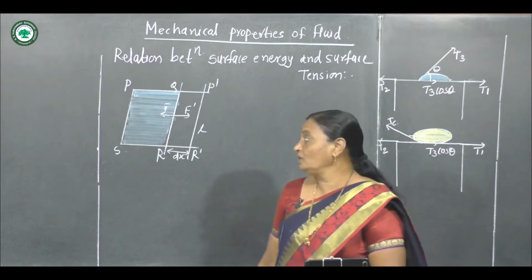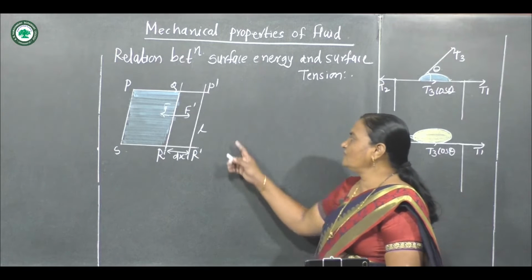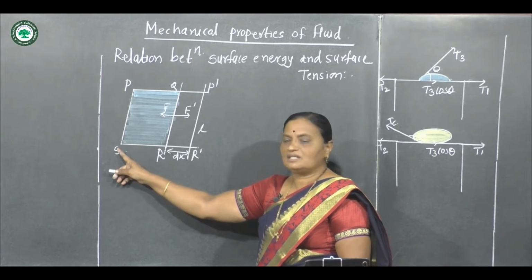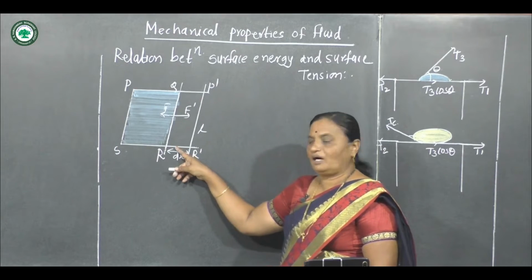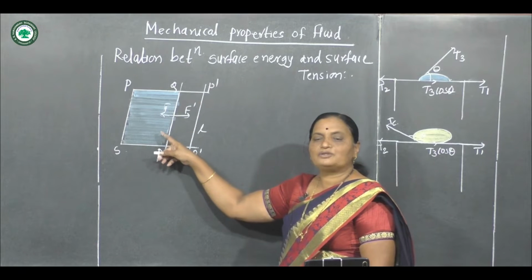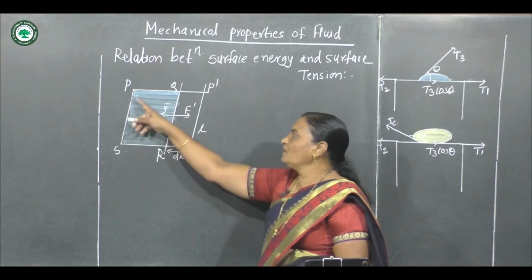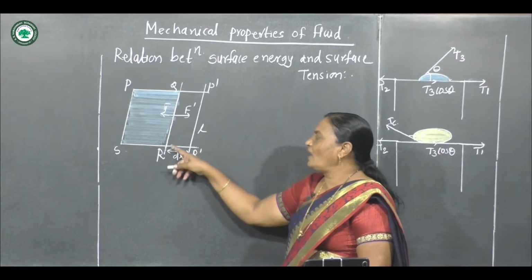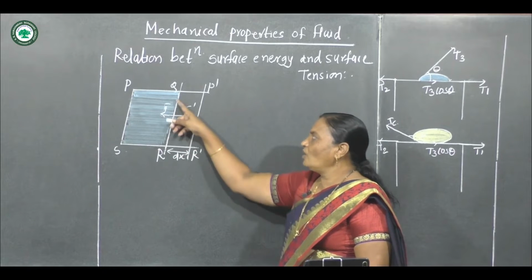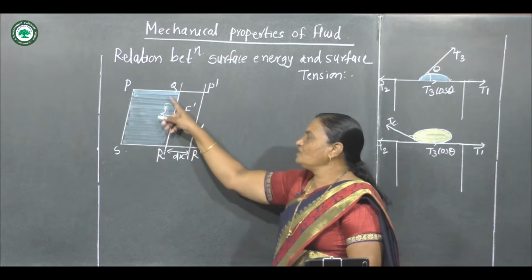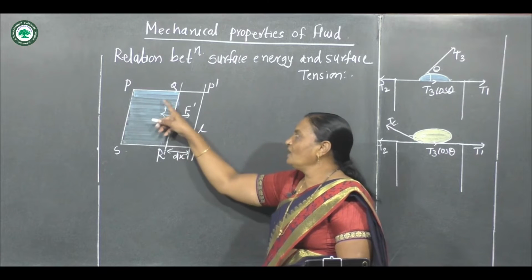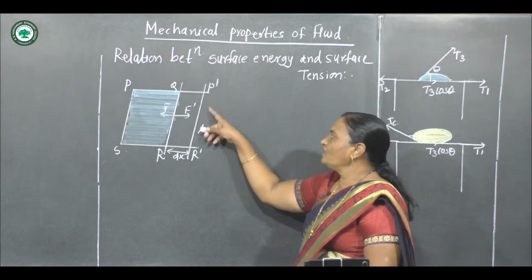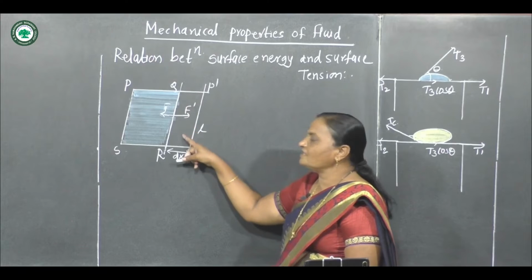For this we perform an experiment. Consider the rectangular frame PQRS. This is the rectangular frame made up of wire. This frame is dipped in soap solution so that this film PQRS is formed. Now this QR is a wire which can easily slide on this frame. Suppose this is the film, and if we move this rod QR towards left, then there is increase in area.